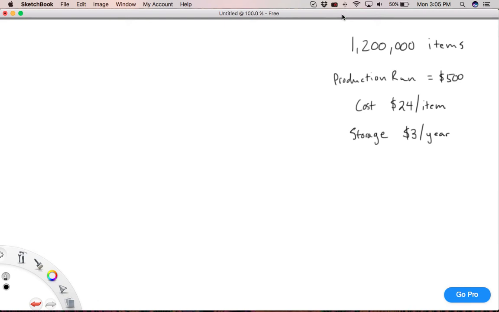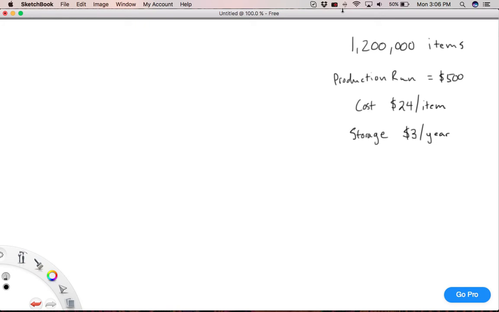So I'm going to talk about the inventory cost model, and the problem is this. Suppose that a company needs 1,200,000 items during a year, and the preparation for each production run costs $500. Suppose also that it costs $24 to produce each item and $3 per year to store an item. Use the inventory cost model to find the number of items in each production run so that the total cost of production and storage are minimized.